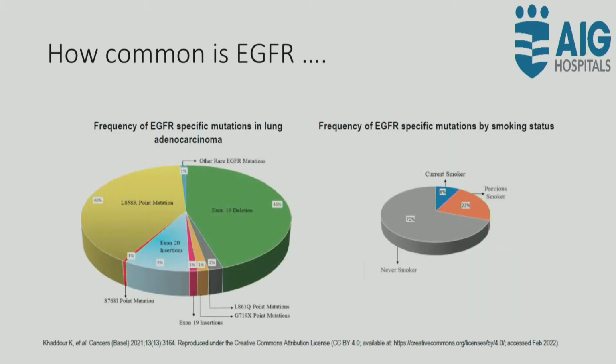And how common is EGFR? Yes, I told you, if you look at the diagram on the right hand side, close to 50% of never smokers have EGFR mutations. Among the various EGFR mutations, the majority are exon 19 and exon 21. There are other less common mutations. Once in a while, we keep seeing these also.